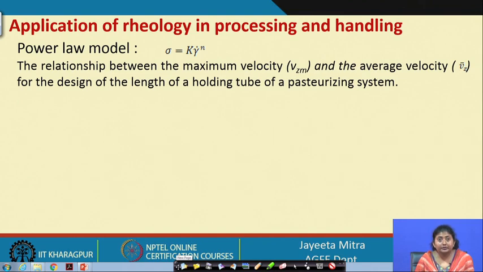The relationship between the maximum velocity Vzm and the average velocity Vz bar is needed for the design of the length of a holding tube of a pasteurizing system. So, this is where the interest lies now, that is when you need to design the pasteurization system and basically the holding tube. So, the idea is we need to keep the fluid food in the holding tube for a certain length of time. Okay.